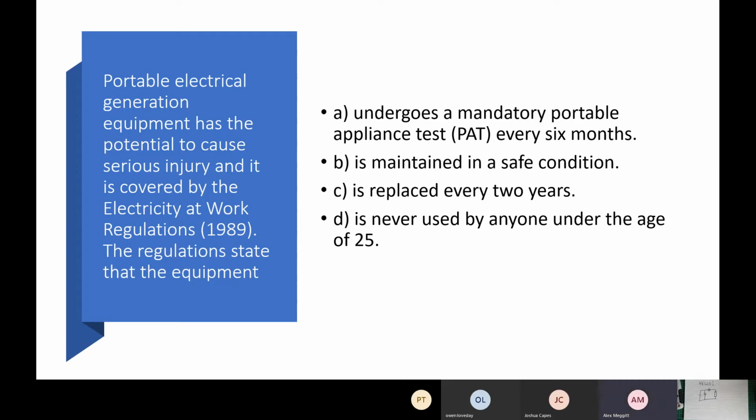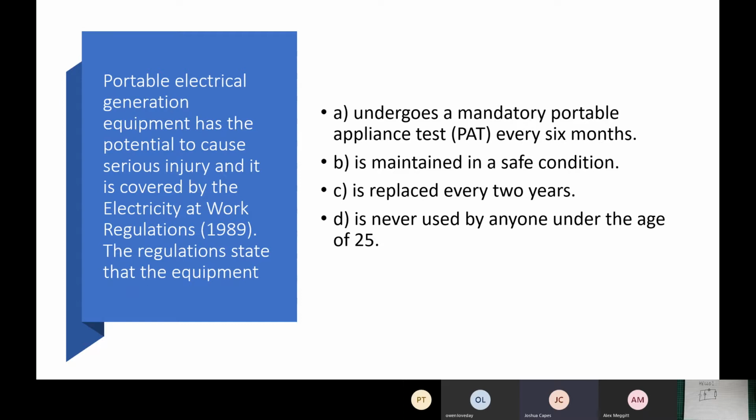See, right, this is why I hate questions like this, because if it has a PAT test every 6 months and you're basically maintaining it in a safe condition anyway, why does B even exist? The point of a PAT test is to make sure it's been maintained in a safe condition, isn't it? So what's the point of having B on there as well? It's basically just A, just not as in-depth.